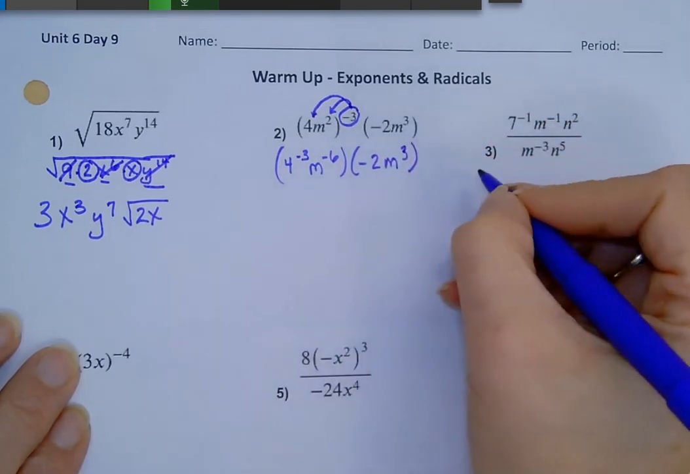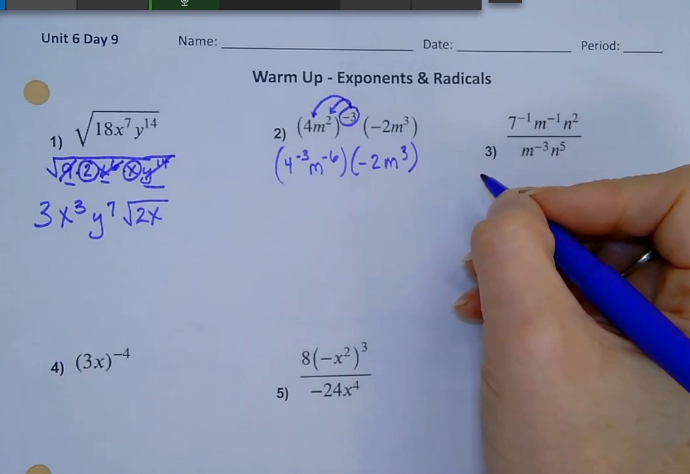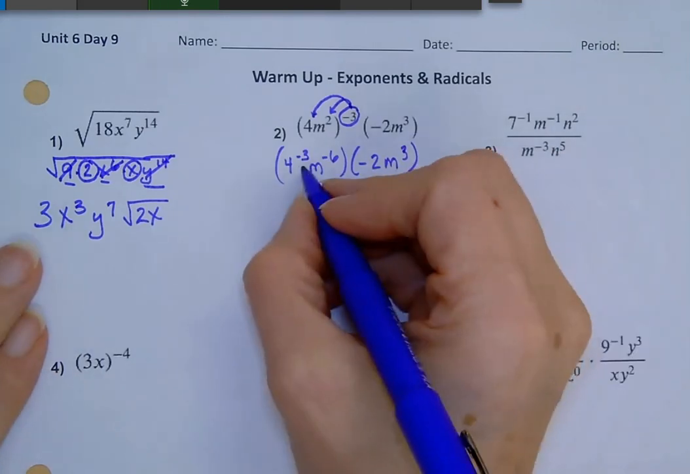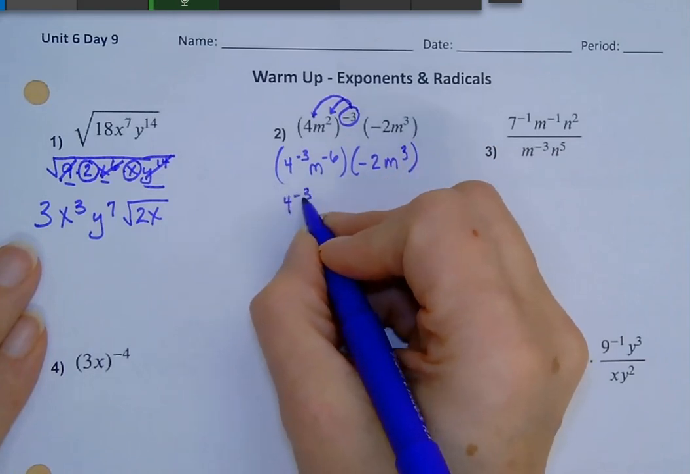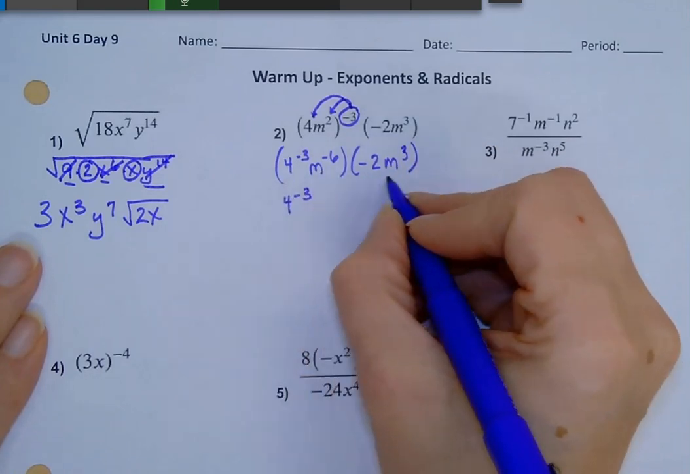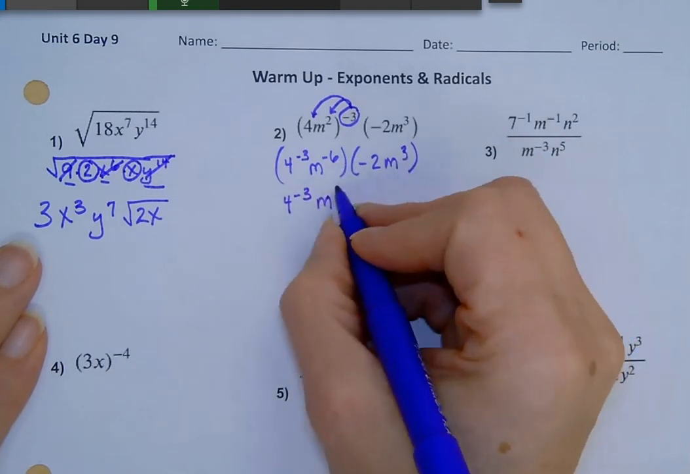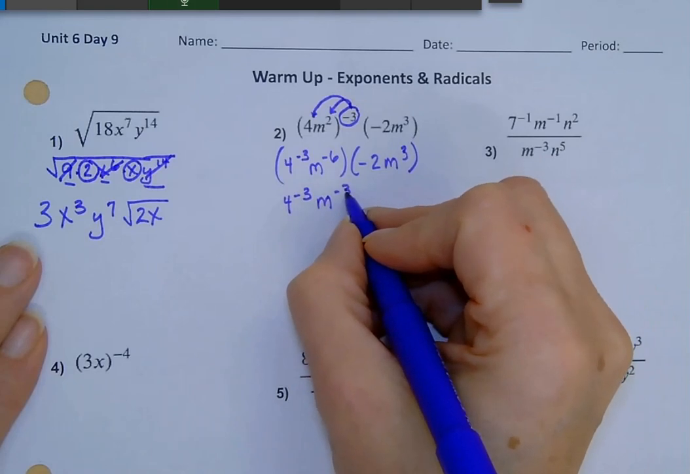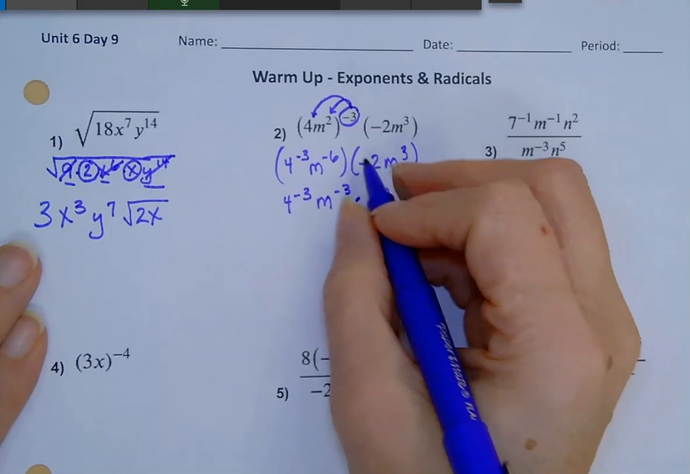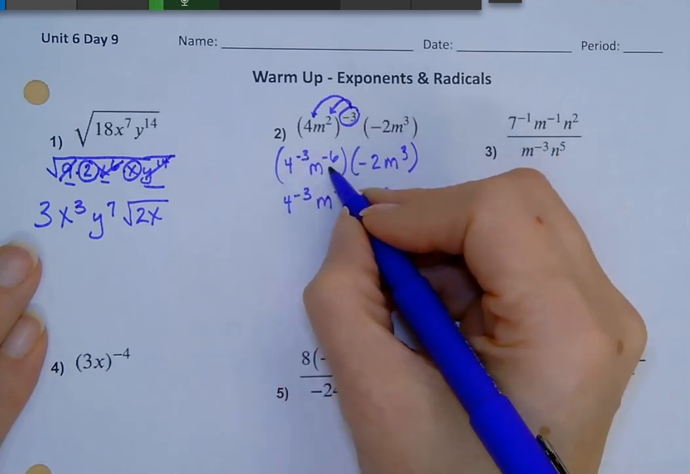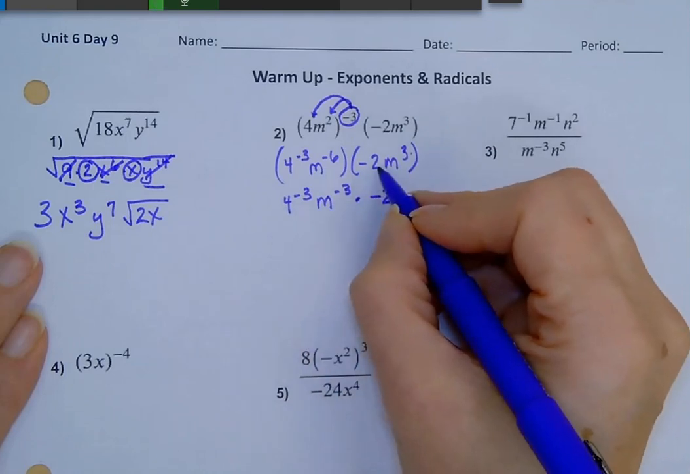Okay, since I'm multiplying straight across, I remember that when I multiply, I keep the base and add the exponents. So for now, I'm going to say that I have 4 to the negative 3. I'm not doing anything with that one yet. m to the negative 6 times m to the 3rd is going to be m to the negative 6 plus 3, which is negative 3. And that is times negative 2. Right? 4 to the negative 3 is right here. m to the negative 6 times m cubed is m to the negative 3, and I'm still multiplying times negative 2.